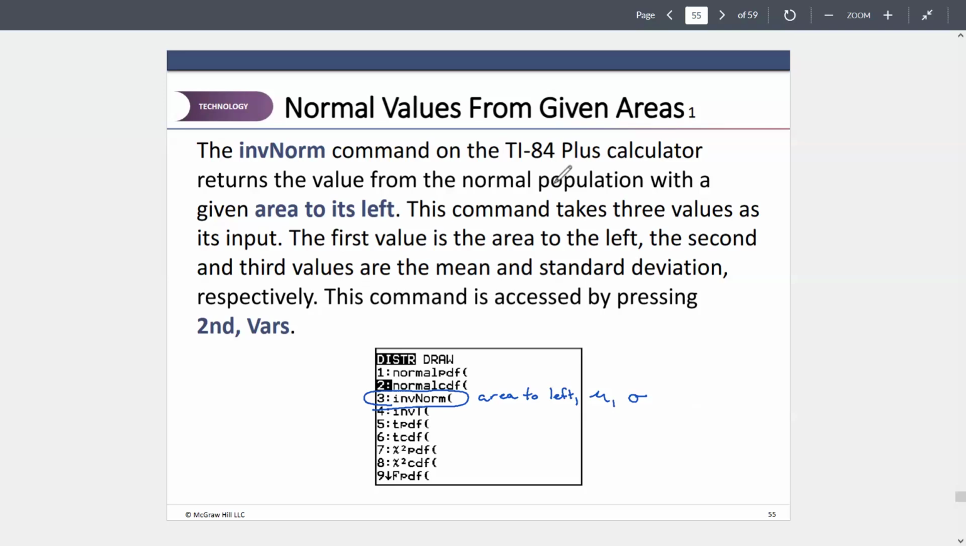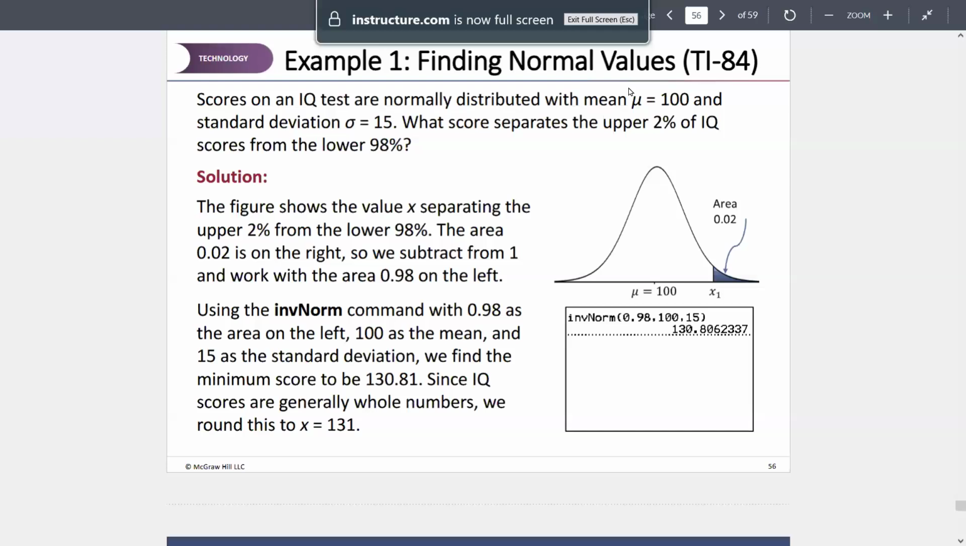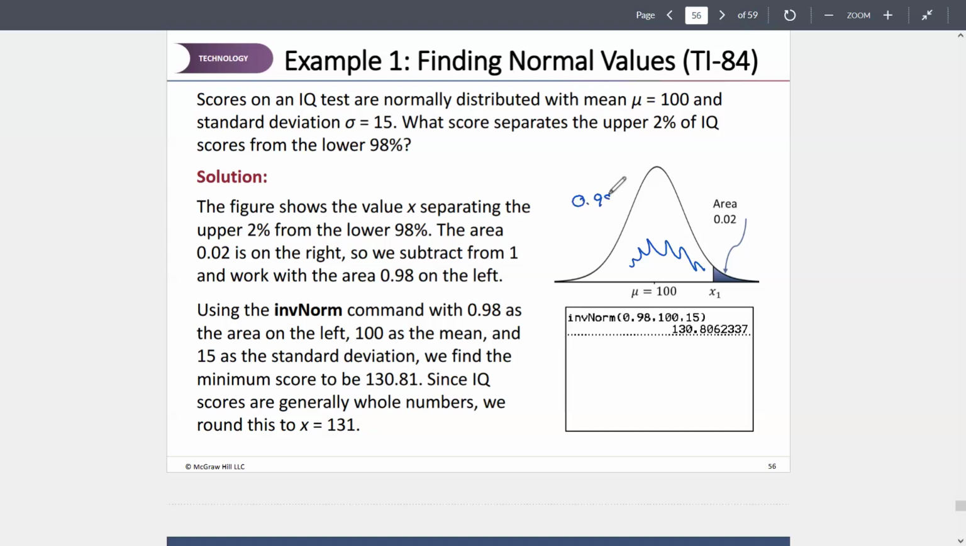All right, so we're going to get to this the same way as we got to normal CDF, by going to our distribution. So we do second vars. This is a problem that we had done earlier. We were trying to figure out, if we had a mean IQ score of 100 and a standard deviation of 15, what score marks the upper 2% from the lower 98%. So what we needed was this area to the left, which was my 0.98. We're going to need that, and we needed your mean and your standard deviation.